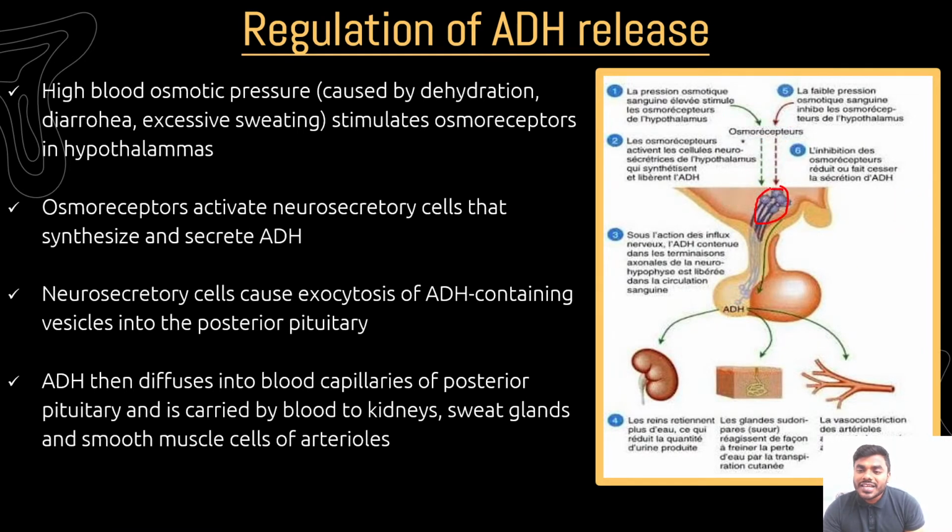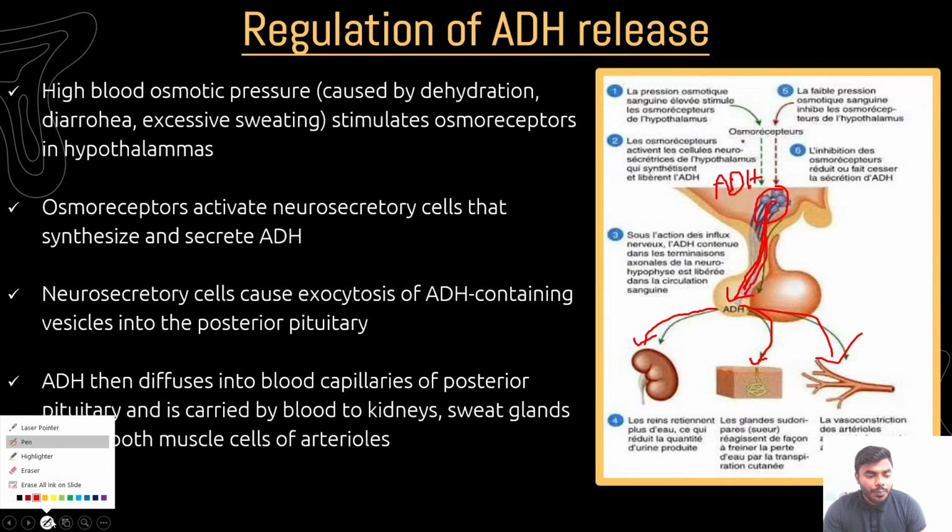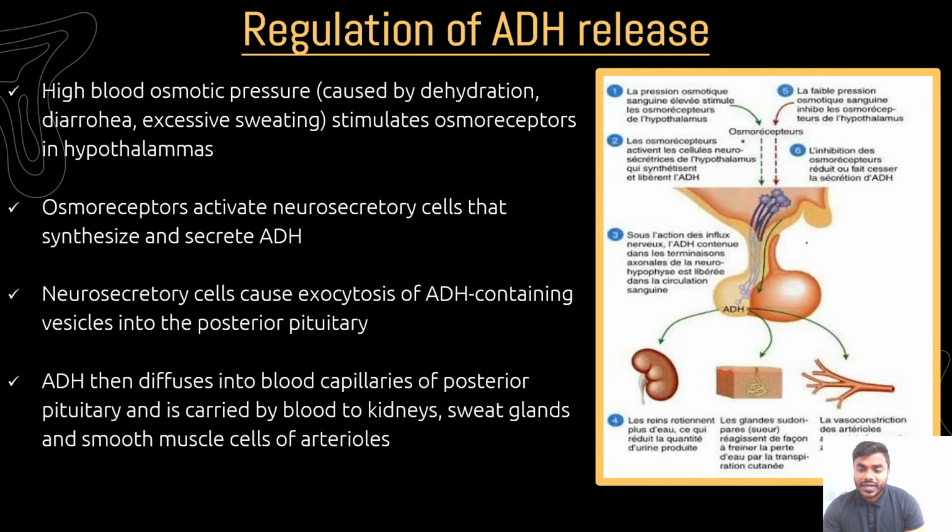Once the neurosecretory cells release the anti-diuretic hormone, it travels. Where does it travel? It travels from the hypothalamus to the posterior pituitary. From the posterior pituitary, finally it is released and acts on the kidney, on the blood vessels, and on the skin. Every student follow me very correctly. Whenever the ADH is released and acts on the kidney, what will it do? It is decreasing the urine output.